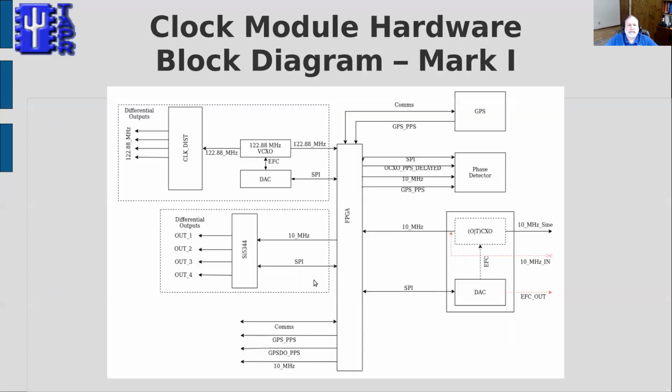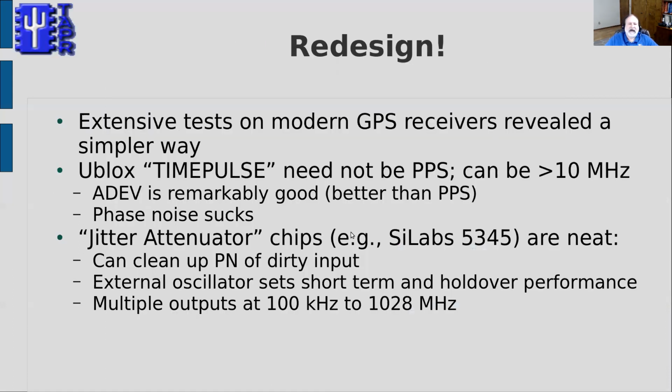This is a diagram of the Mark I clock module that I was working on last year. I won't spend any more time on this other than to say that it's complicated and it had an FPGA, which means lots of ugly programming. After working on that, I was working on some tests on some modern U-Blox GPS receivers, and we learned about maybe a simpler way to do things.